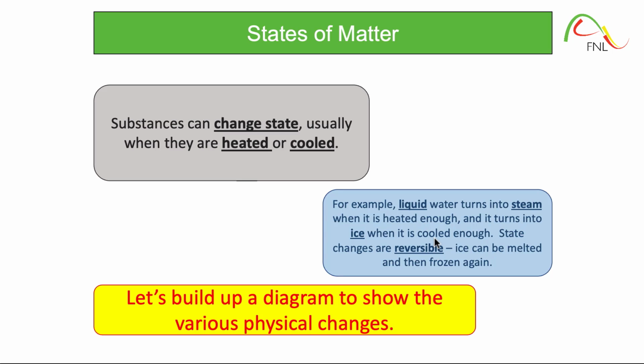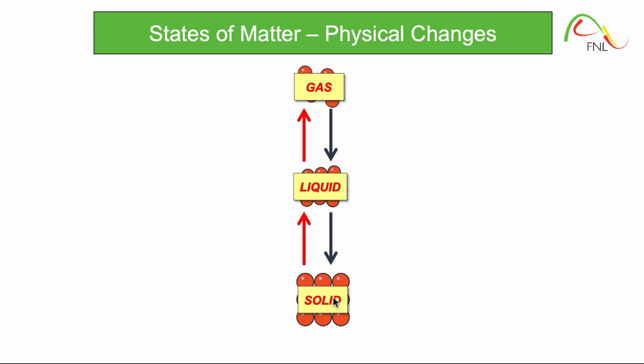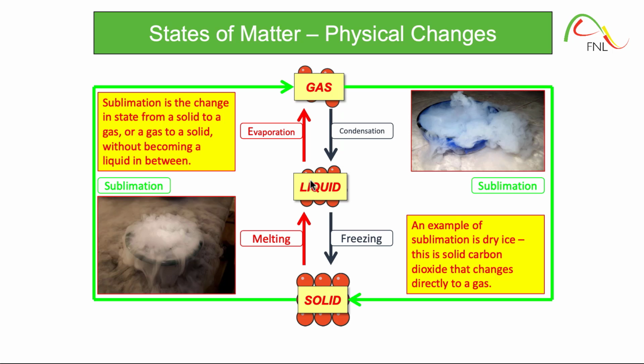So let's build up a diagram now to show the various physical changes. Here we've got the three states: solid, liquid and gas. Now we have names for these changes. Going from solid to a liquid, we call it melting. Going from liquid to a gas, we call it evaporation. Going from gas to a liquid, that's called condensation. Liquid to solid, that's called freezing.